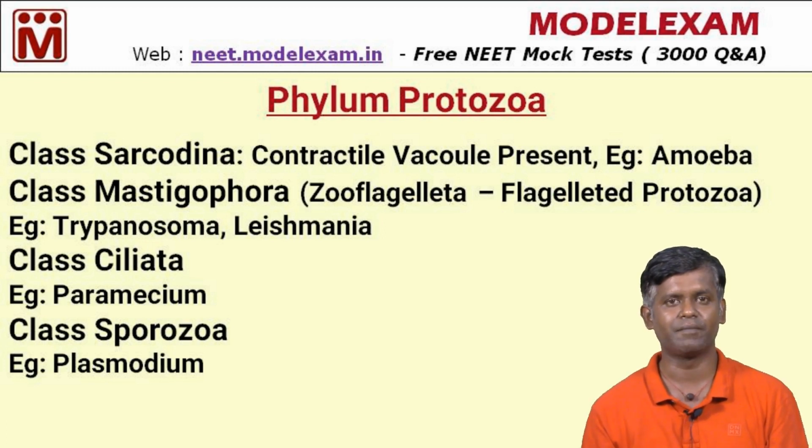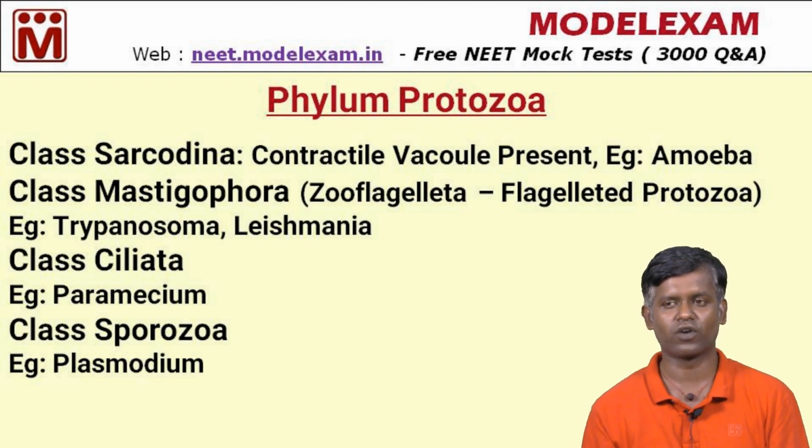The best example is amoeba. Amoeba causes the disease called amoebiasis. This causes amoebic dysentery. When we eat fast foods like rice varieties and all those things, this amoeba gets infected, it causes amoebic dysentery.